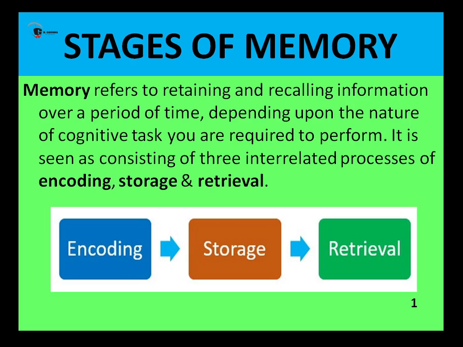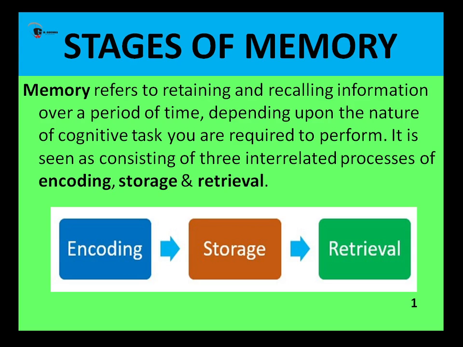So we do have the encoding, we have the storage, and then we have the retrieval. Let us just go by the very important keywords and go step by step as to what these stages mean. When I talk about encoding, two important words for it are recording and registering. When I talk about storage, one very important word for it is retaining. And when I talk about retrieval, one very important word for it is recalling or recovery of information.